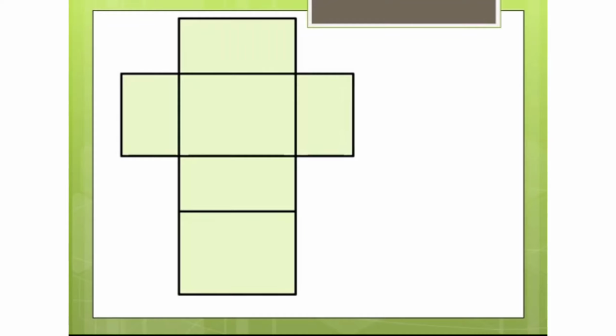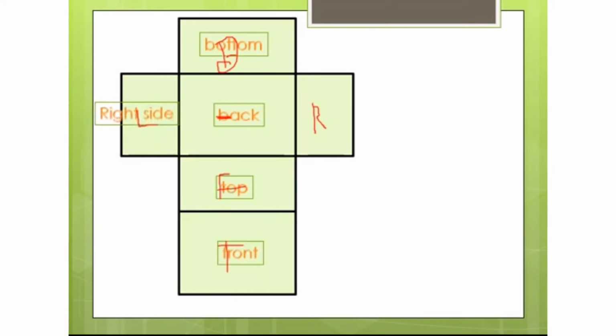Again, this is the bottom, and this is the top. This is the front part. This is the back here. And this is the right side. This is the left. If I close it now, it will give me a cuboid. As we said, bottom, back, top, front, right side and left side. But this is the opposite.